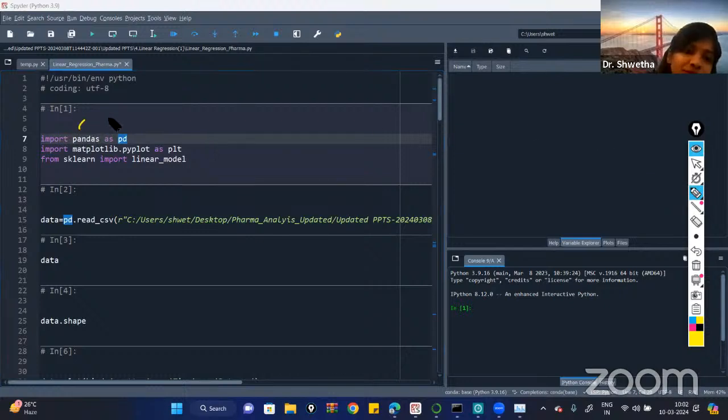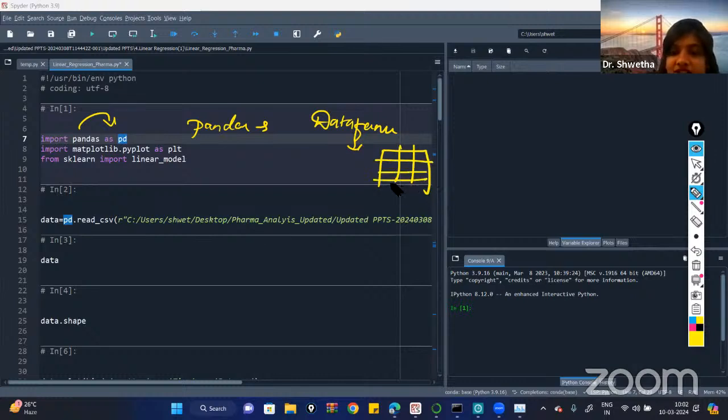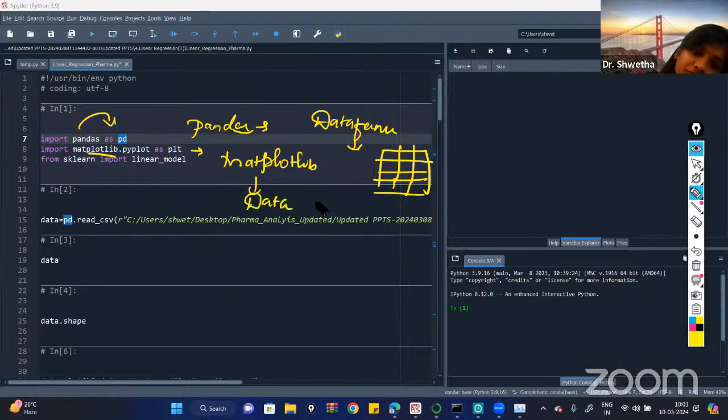Now, first we are importing pandas as pd. Pandas is one library which is mainly for data frames. Any change you want to do with the data frame, you can use the pandas library. Then there is matplotlib. This library, matplotlib, is mainly used for data visualization. If you want to visualize the data, you can go for matplotlib.